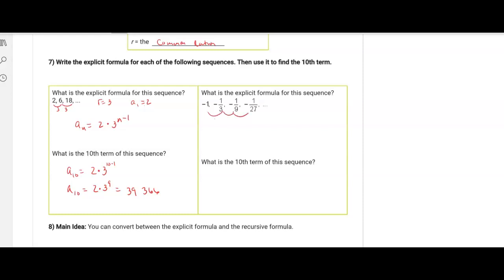When you look at the next one, what am I multiplying by each time here? I'm multiplying by 1/3. So my common ratio is 1/3. My first term is -1. So we say my nth term is going to be -1 times 1/3, my common ratio, to the n minus 1 power.